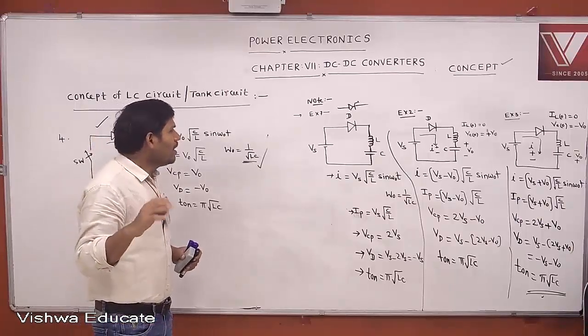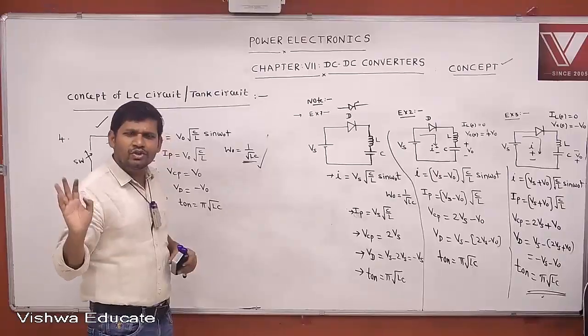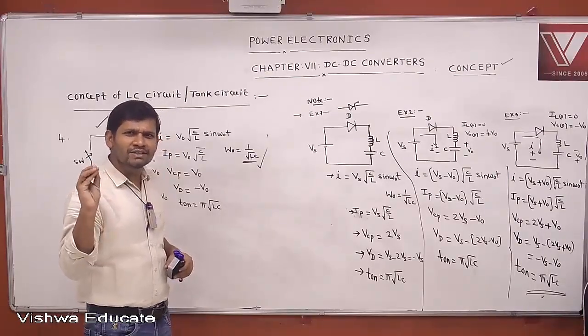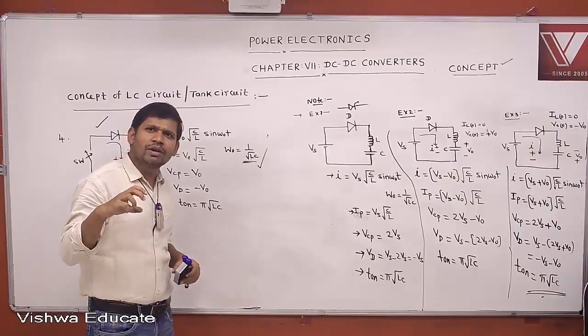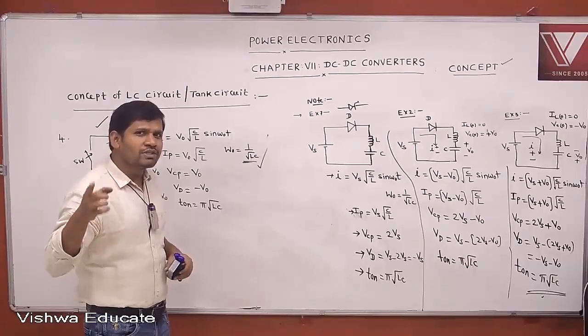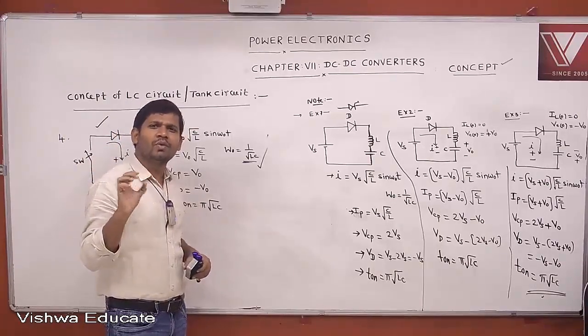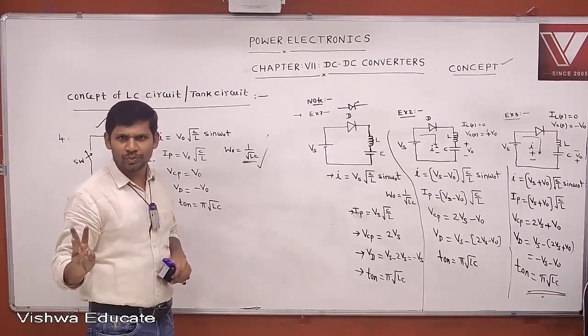Then I will discuss separately the load commutated chopper and the Jones chopper. I will give just one or two points; detailed discussion is not required. The detailed discussion of the voltage commutated chopper and current commutated chopper is important. But I will give one or two points with respect to the load commutated chopper, Jones chopper and Morgan chopper.